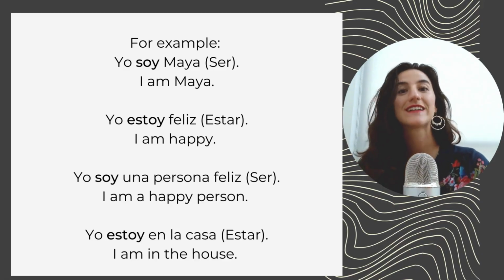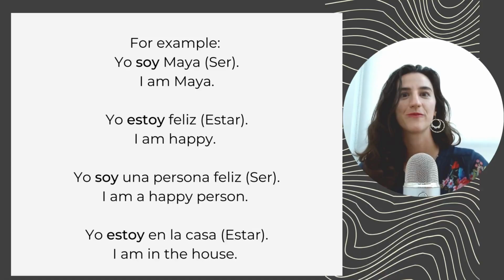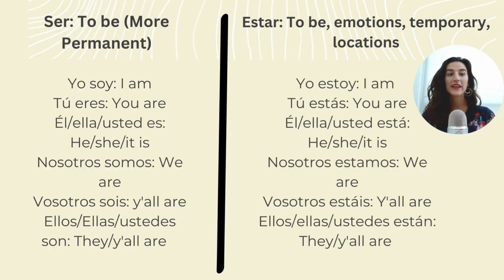Let's look at some examples side by side in English and Spanish. Okay, so before we get into an example of a conversation or a paragraph with ser and estar, I want us to look at these both side by side. So remember, ser is to be, and it is more permanent, and estar is to be for emotions and temporary locations, okay? So if we look at it side by side, we can see that they both mean I am, you are for each pronoun. However, we use them in different situations. I really want to stress that because it's important to know.